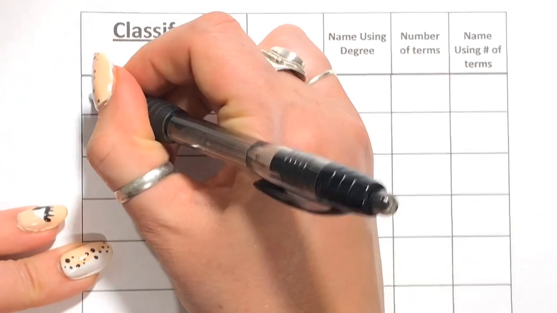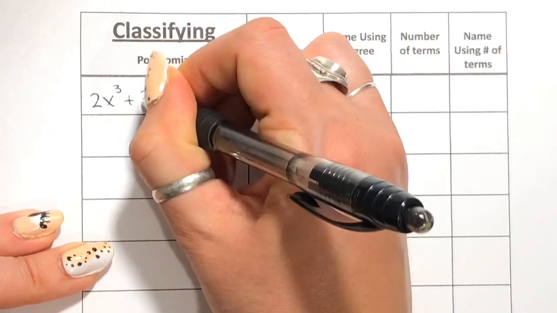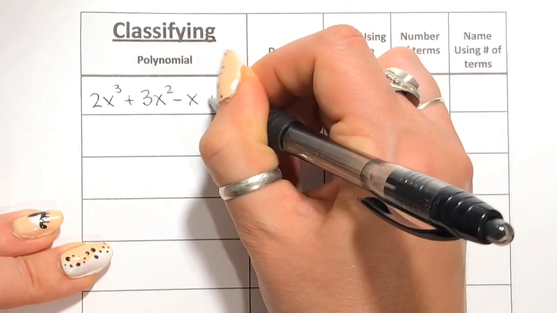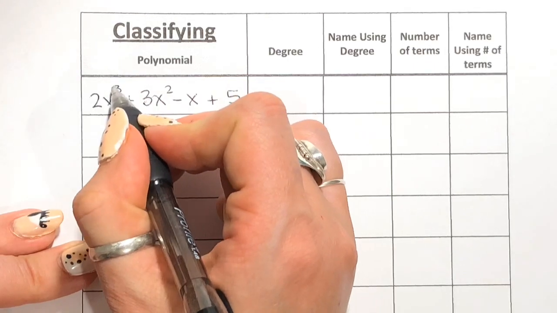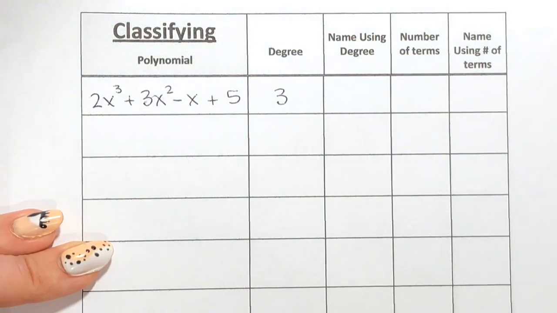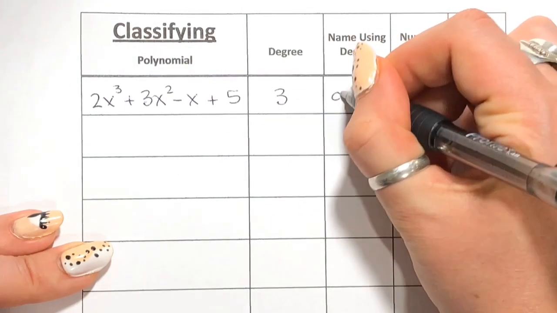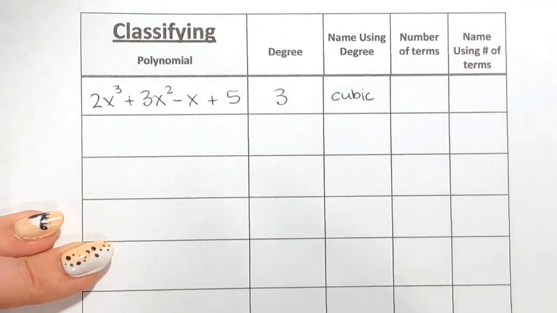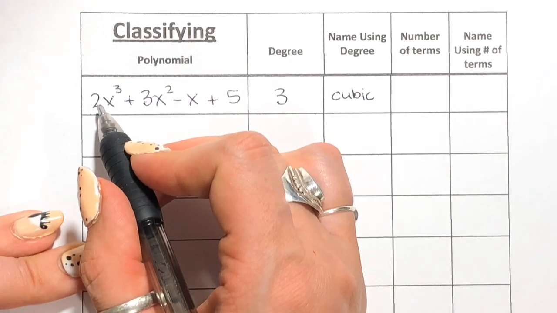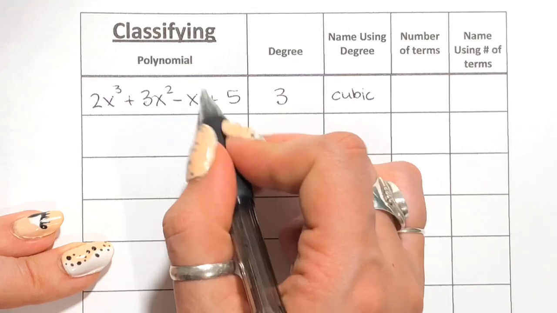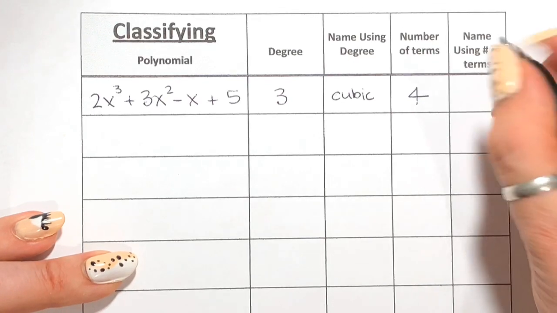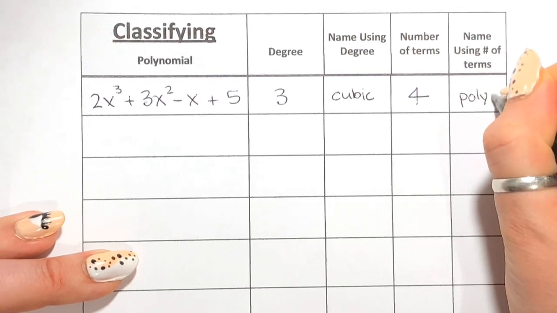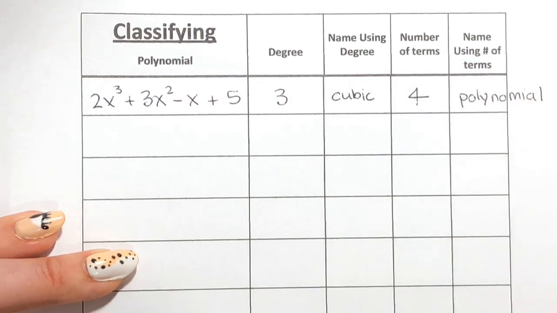So let's say I have 2x cubed plus 3x squared, subtract x plus 5. So to get the degree, you just look at the highest degree of the whole thing. The biggest degree is a 3. And what we call a degree 3 is a cubic. So try and think of these on your own as you're going. And then on the number of terms, we have 1 term, 2, 3, 4 terms. So if there's 4 terms, we just call it a polynomial. So remember, 4 or bigger, we just call a polynomial. And poly means many.